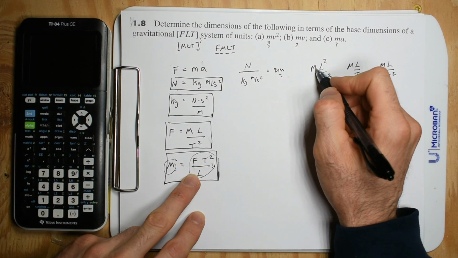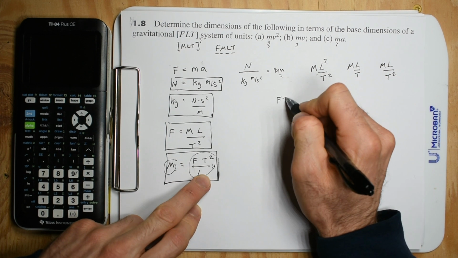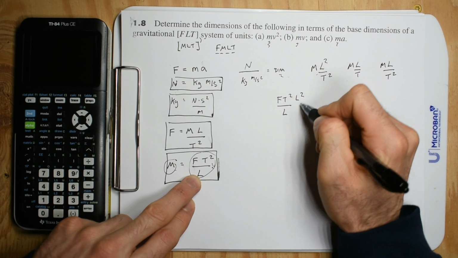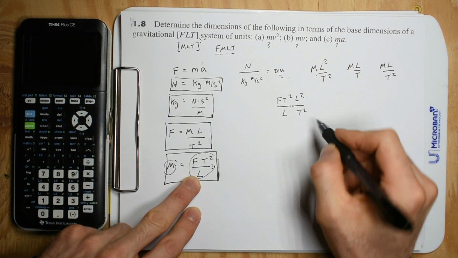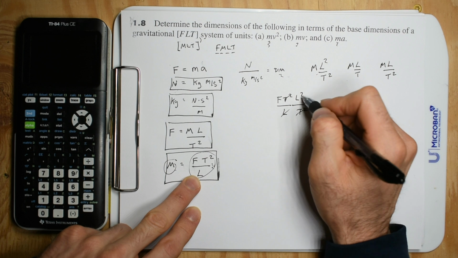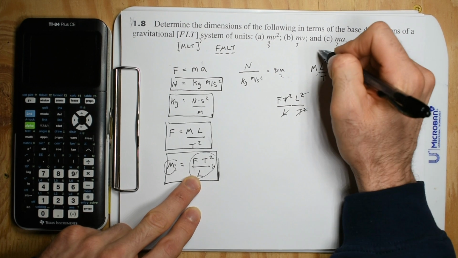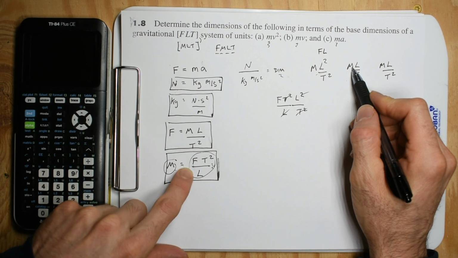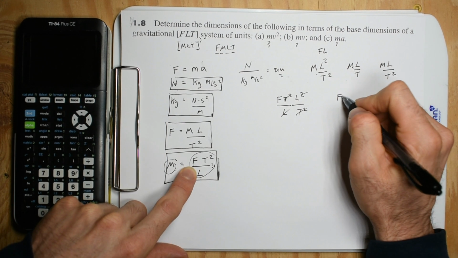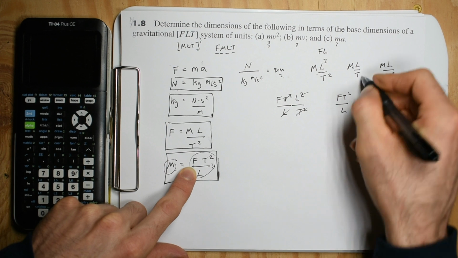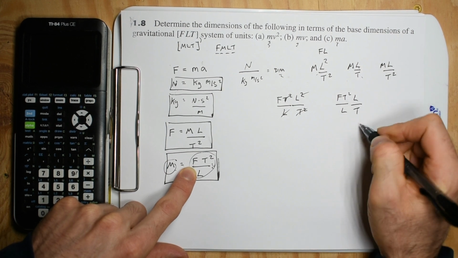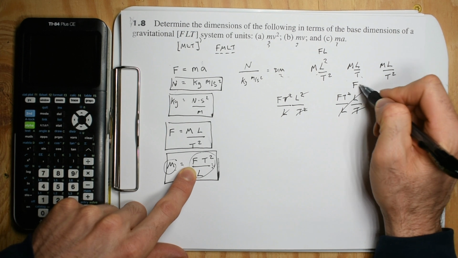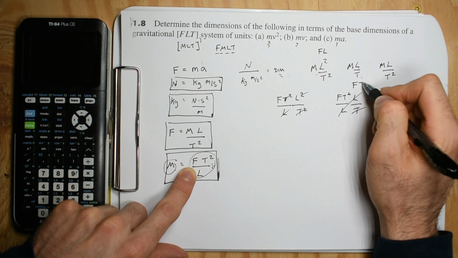So let's do it. You have an m, so we're going to go FT squared over L. And then we have an L squared over T squared. T squareds cancel, that L cancels. So this one is just FL. Cool. Now this one, you got to put in this for M. So you got FT squared over L, and then times L over T. One of the T's cancel, L's cancel, and you got FT. Cool.